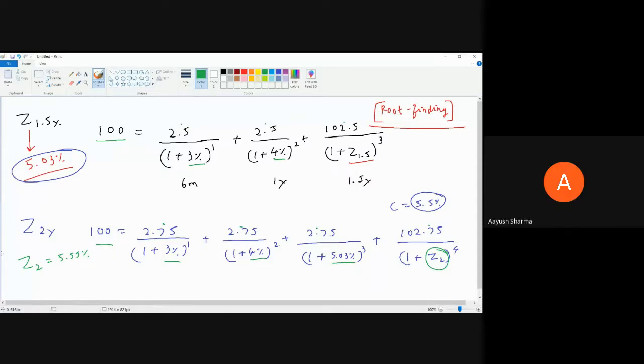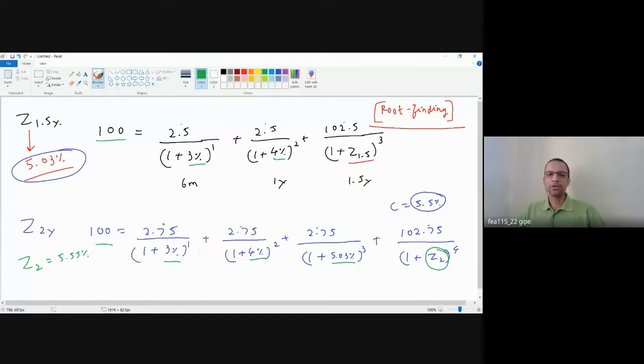So the denominators will be raised to the power, yes. So they will get adjusted. So it will be 1, 2, 3, or like 1.5, 1.5. So you can keep it period, so you can maintain a periodicity as well.